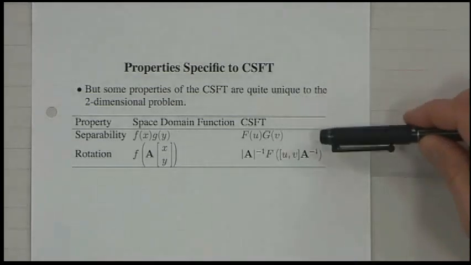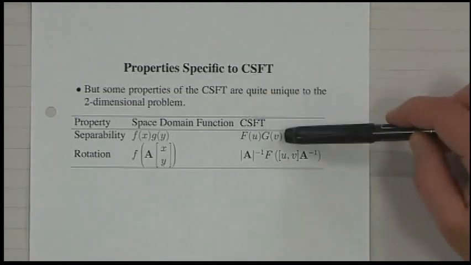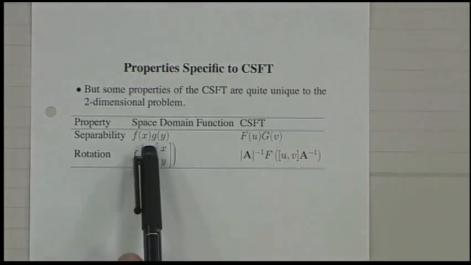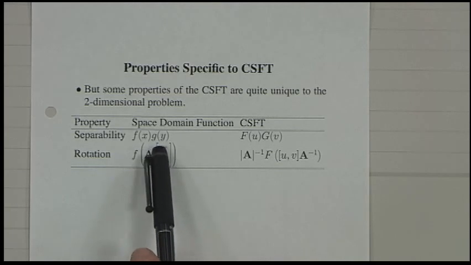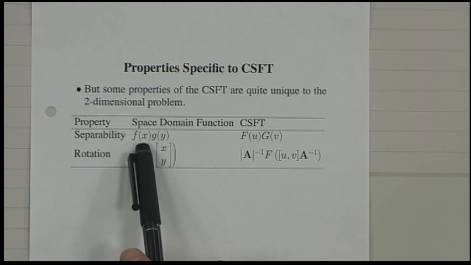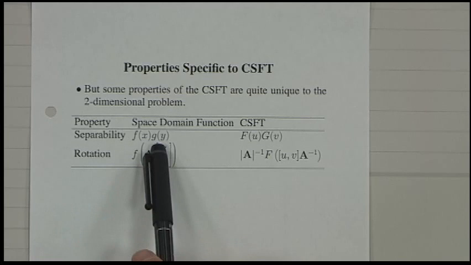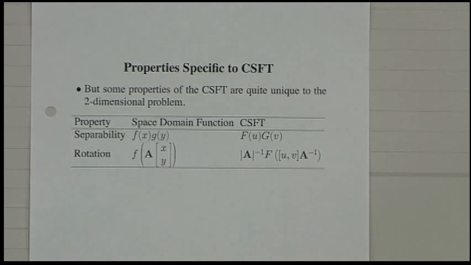So the two distinguished properties, in my view, for the continuous space Fourier transform are separability, which has no direct analog in 1D. Separability says that if a signal is separable in space, then you can compute the continuous space Fourier transform by computing the continuous time Fourier transform of each of the two corresponding signals, f and g. You multiply them together, and that's the continuous space Fourier transform of the 2D signal.